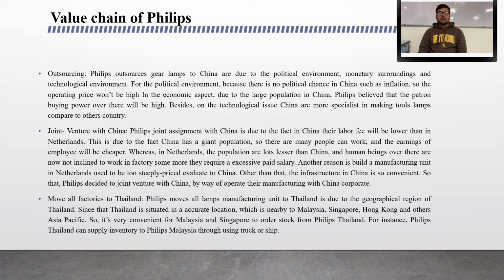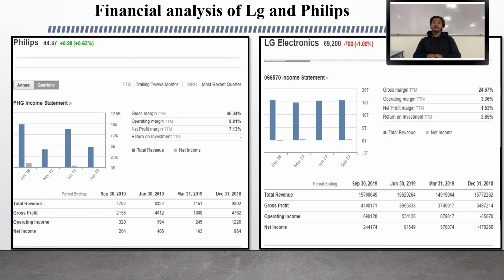Third one is move all factories to Thailand. Philips moves all lamp manufacturing to Thailand due to the geographical location of Thailand, since Thailand is situated in an accurate location which is nearby to Malaysia, Singapore, Hong Kong and other Asia Pacific countries. So talking about financial analysis, the bar diagram shows the total revenue and net income of Philips as well as of LG. Total revenue, gross profit, operating income and net income are displayed in the bar diagram, with the 4 most recent quarters of the trailing 12 months of 2019.